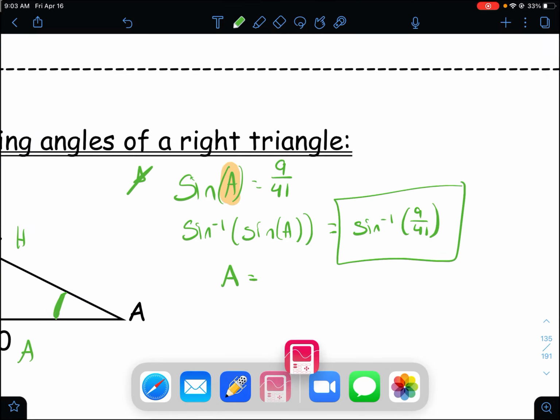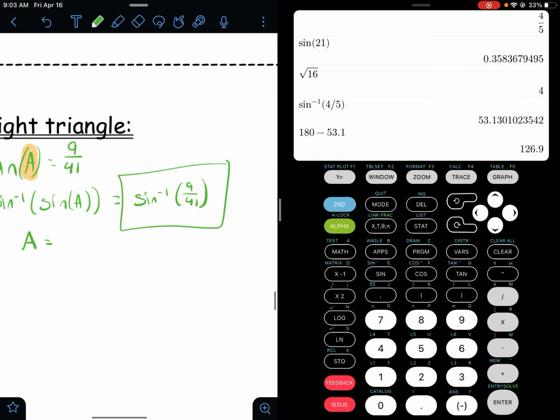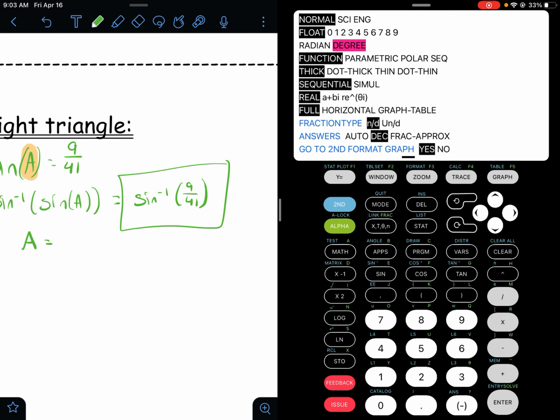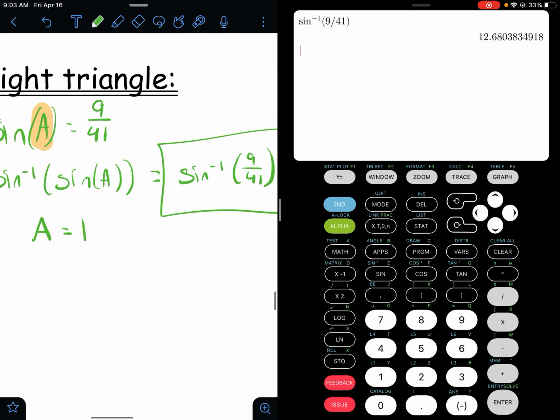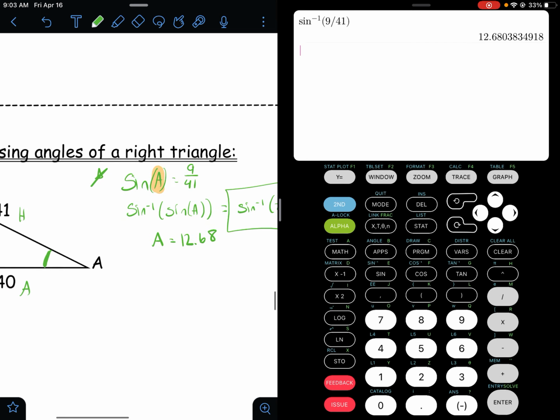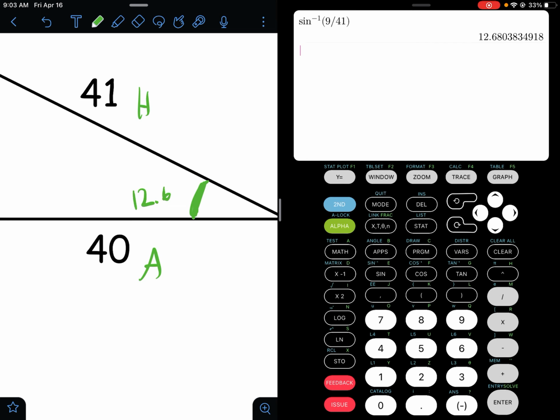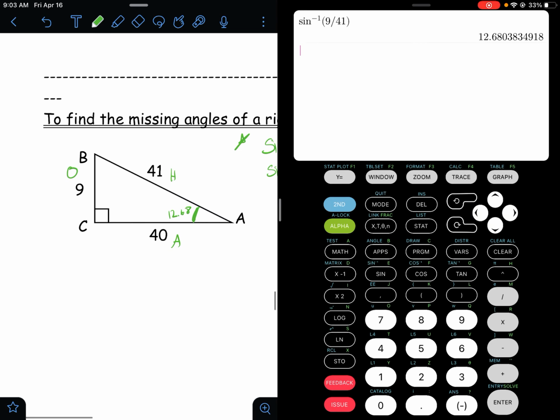And then to get this, we have to go to our calculator. Now, pay close attention. You have to make sure you know how to plug this in on your calculator. Of course, make sure you are in degree mode. We're going to do sine inverse. To get the sine inverse function, you press the second key, then the sine button. You're going to type in 9 divided by 41, and you should get 12.68. So we got that A is 12.68.